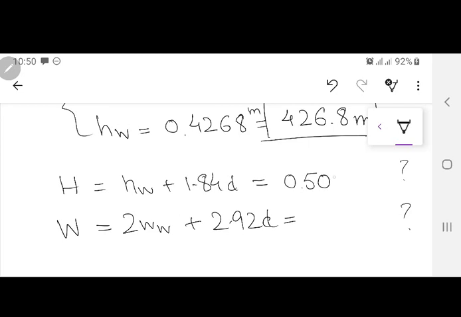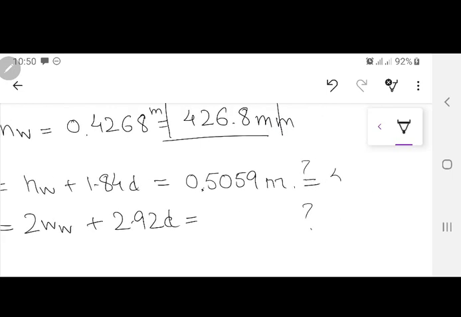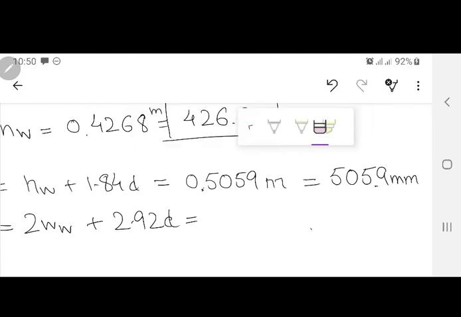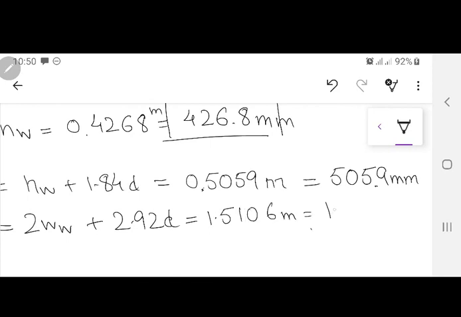0.5059 meters, so this is equal to 505.9 millimeters, and the width is 1.506, so 1510.6 millimeter. Please remember millimeter is actually a little bit industry standard.